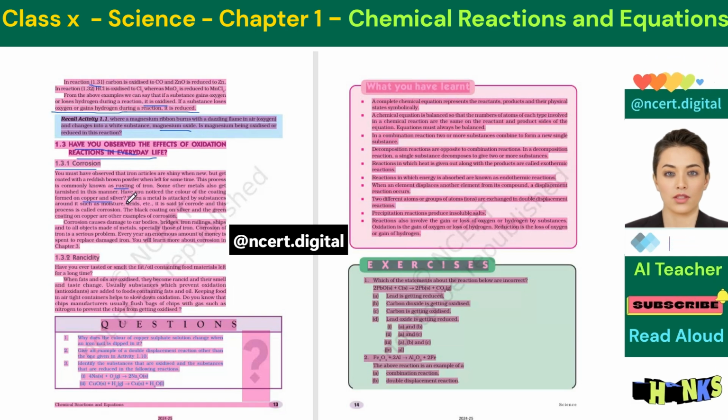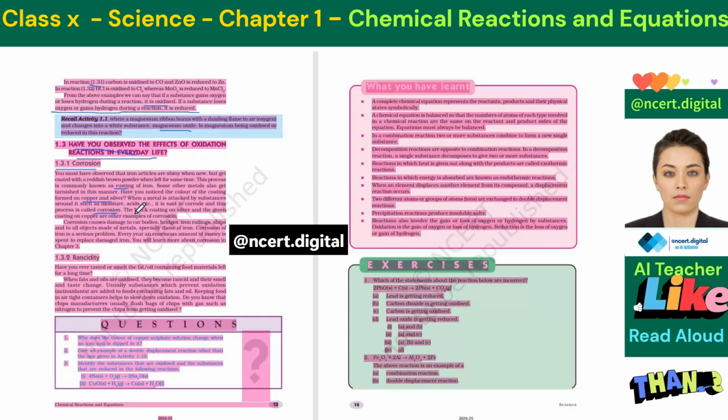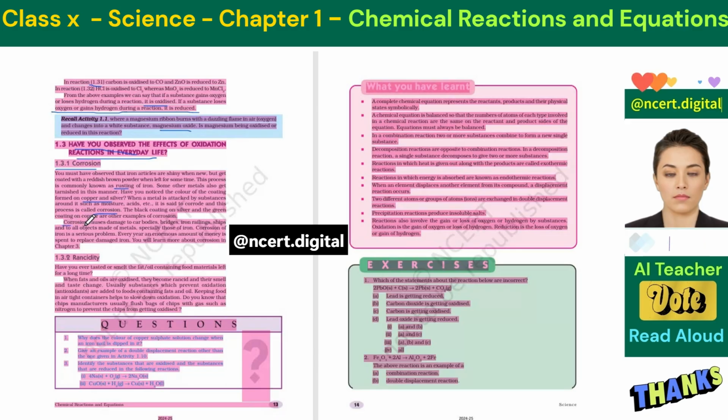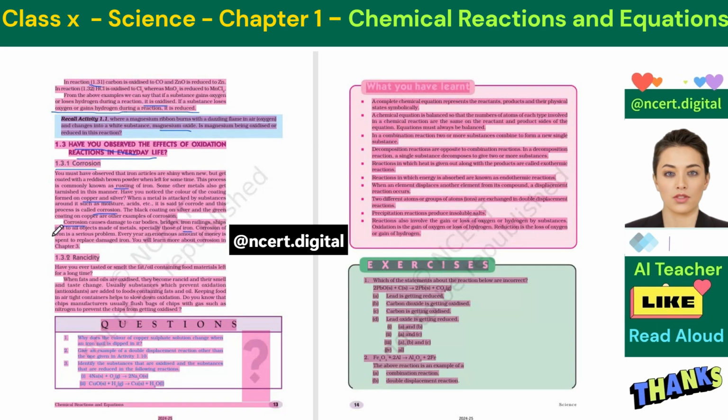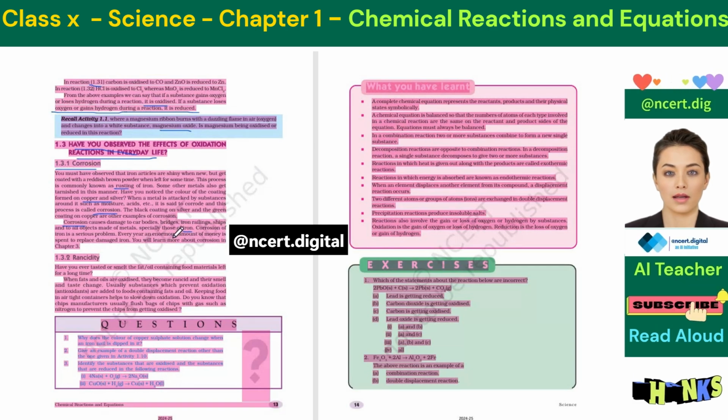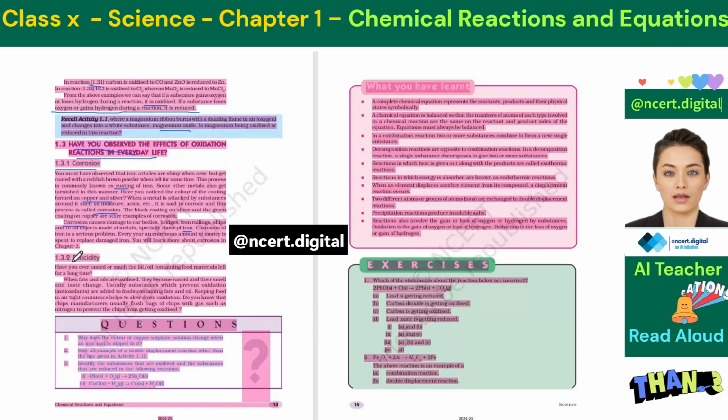When a metal is attacked by substances around it such as moisture, acids, etc., it is said to corrode, and this process is called corrosion. The black coating on silver and the green coating on copper are other examples of corrosion. Corrosion causes damage to car bodies, bridges, iron railings, ships, and to all objects made of metals, especially those of iron. Corrosion of iron is a serious problem. Every year an enormous amount of money is spent to replace damaged iron. You will learn more about corrosion in Chapter 3.